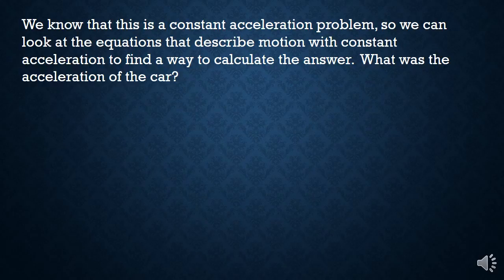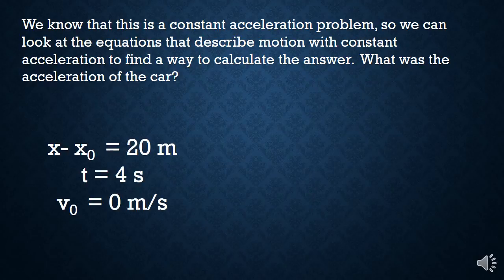So we know this is a constant acceleration problem because we said the acceleration was constant. So we can look at all these equations that describe motion with constant acceleration to find a way to calculate the answer. So this is what we know. We know the displacement, we know the time, and because the car was initially at rest, we know that the initial velocity was 0 meters per second.